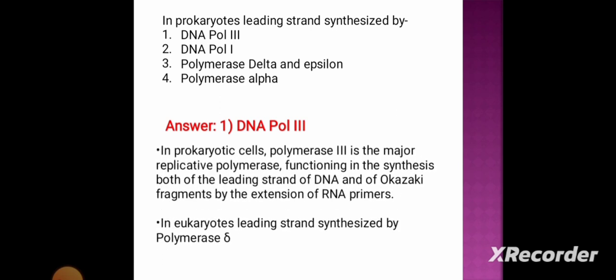In prokaryotic cells, DNA pol 3 is the major replicative polymerase that functions in the synthesis of both the leading strand of DNA and of Okazaki fragments by the extension of the RNA primer. Whereas in eukaryotes, the leading strand is synthesized by polymerase delta.